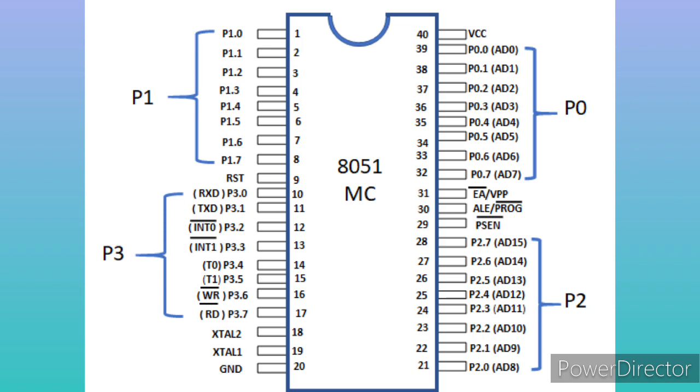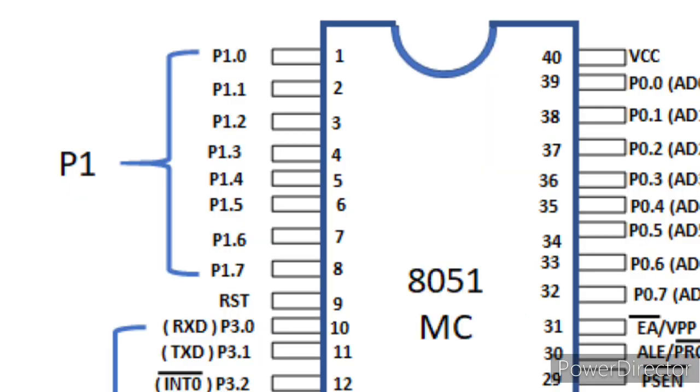Description of the pins. Pin 1 to pin 8, port 1. Pin 1 to pin 8 are assigned to port 1 for simple I/O operations. These pins are also referred to as P1.0 to P1.7, where P1 indicates that it is a pin in port 1 and the number after tells the pin number, that is 0 indicates first pin of the port. So, P1.0 means first pin of port 1, P1.1 means second pin of the port 1, and so on. These pins are bidirectional pins.